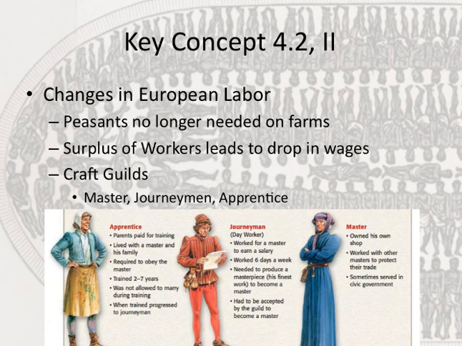So as peasants are no longer needed on farms because of increased technology and the Little Ice Age, which requires less people on farms because there's less to grow, you start to see a surplus of workers move to urban areas, which of course when you have a surplus of workers, it leads to a drop in wages, so people are going to be paid less and their standard of living is going to go down.